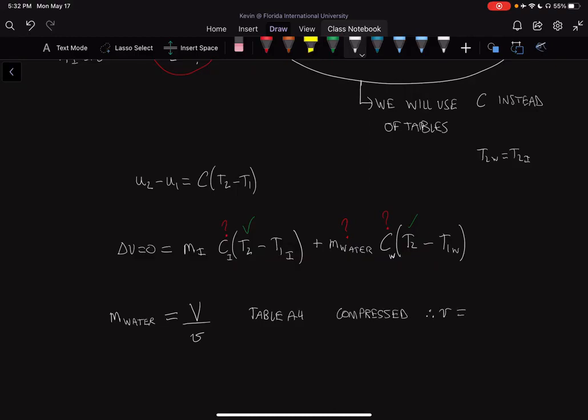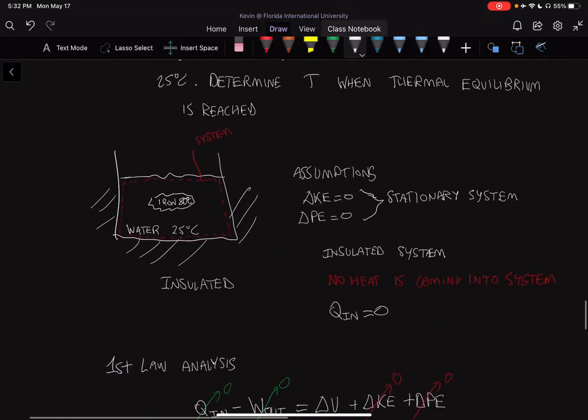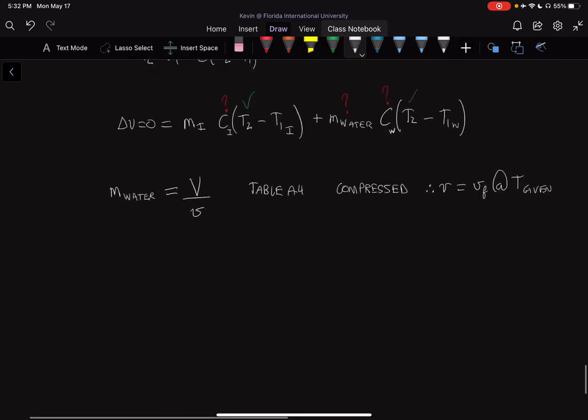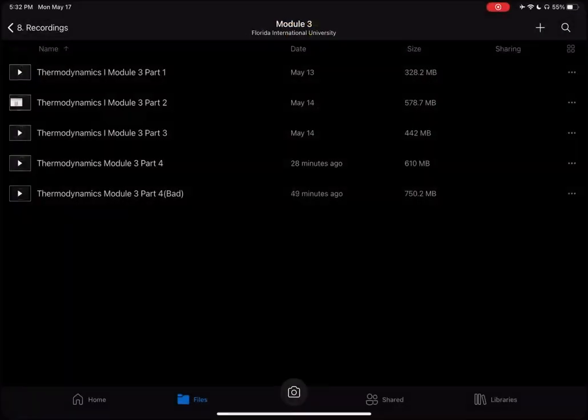v is equal to vf at the temperature given. And that temperature given is 25 degrees. So we have a given temperature in the question of 25 degrees Celsius. We know that the volume of the water is 0.5 meters cubed, and we're going to go find our v in table A4.